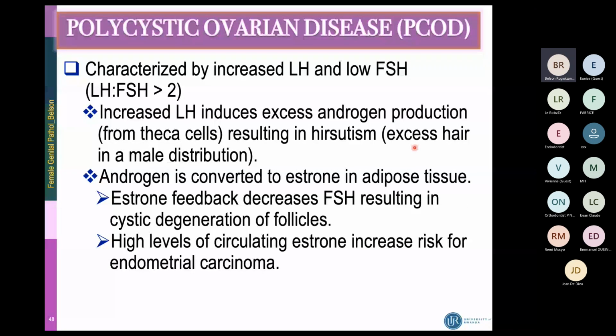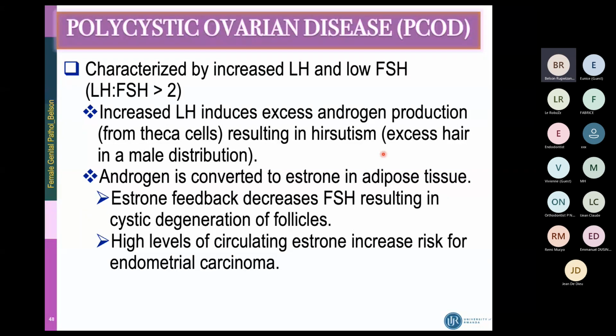that this is a polycystic ovarian disease. So it is explained that increased LH, luteinizing hormone, causes excess androgen production from the theca cells, resulting in hirsutism. Hirsutism is characterized by excess hair in a male distribution. Excess hair in a male distribution.